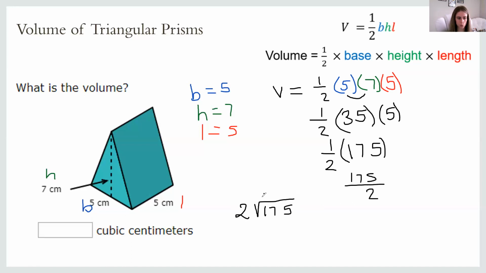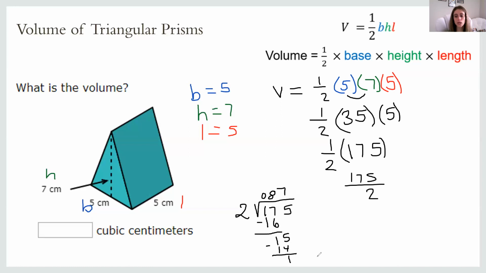Well, 2 can't go into 1. Can 2 go into 17? Yeah, 8 times, because 2 times 8 is 16. So you bring down the 16 and subtract. 17 minus 16 would be 1. Bring down your 5. How many times can 2 go into 15? 7 times, because 2 times 7 is 14. And we're left with 1.